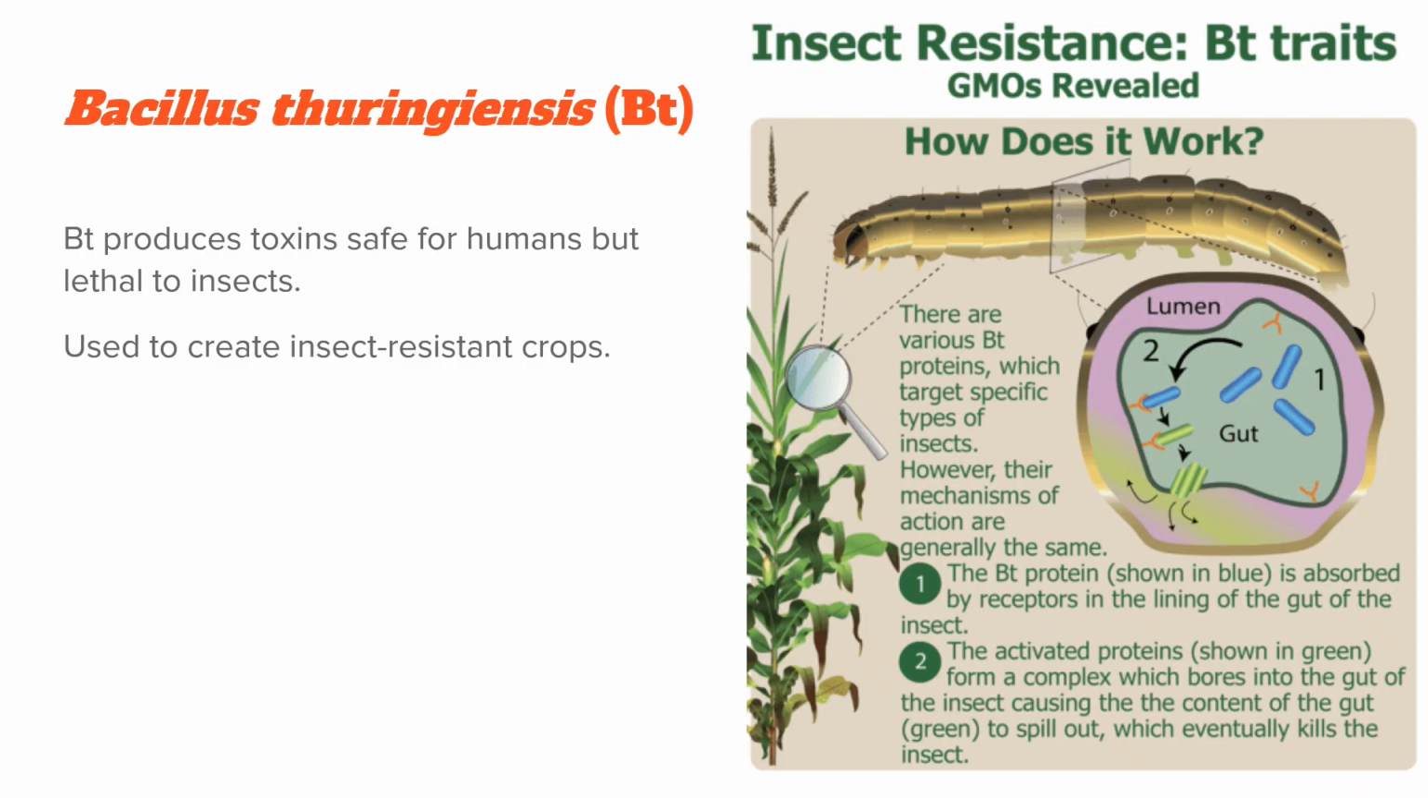Bt is a soil bacterium that produces proteins toxic to certain insects but that are safe for humans. When scientists transfer Bt genes into crops like corn or cotton, the plants produce their own insect-resistant protein that can reduce pesticide spraying and protect yields. As with all resistance strategies, stewardship matters to slow down insect resistance in the field.